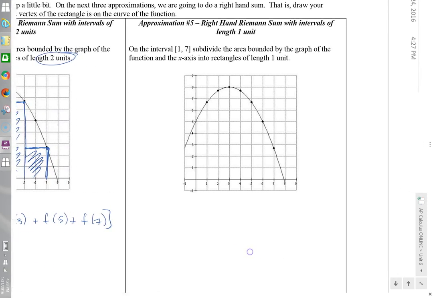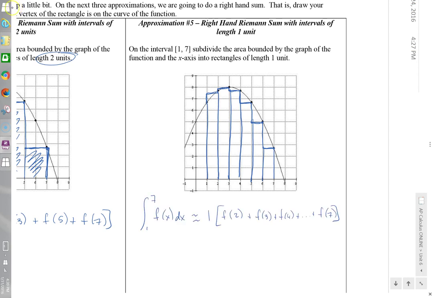So now we're going to do right hand with 1. So go ahead and draw those rectangles and check back with me. So pause it now. So it should look like that, going from the right, 7, 6, 5, 4, 3, 2, back to 1. Now see if you can set up the integral, and then we'll go to calculating. So go ahead and set up the integral from 1 to 7. See if you got it right.